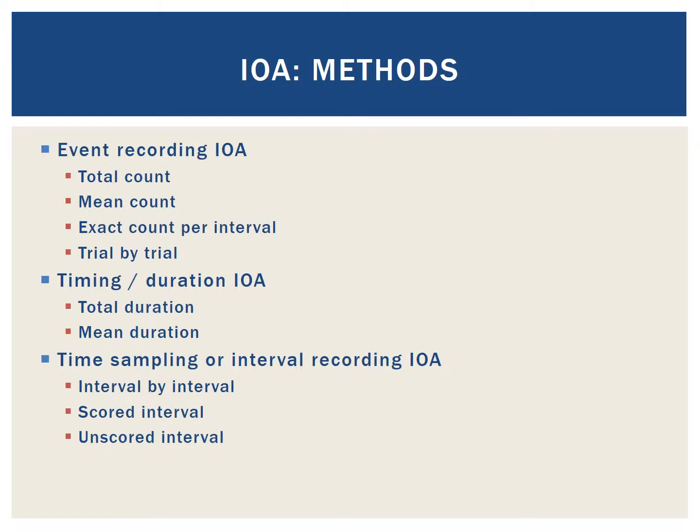So in reviewing different methods of computing inter-observer agreement, there are three broad categories. There's event recording IOA, time or duration recording IOA, and time sampling or interval recording IOA. Within each of these three categories, you use the same formula with some variations on it. So we'll talk about each of these areas and review how IOA is calculated.